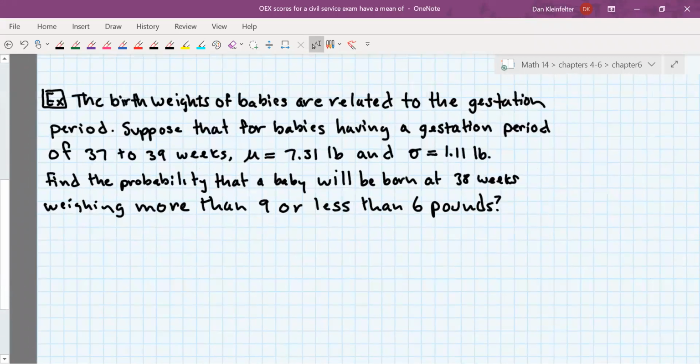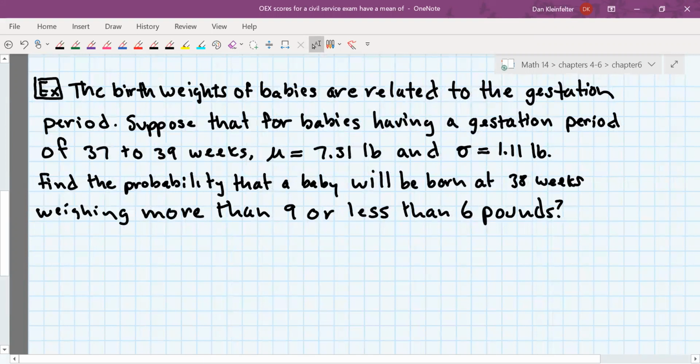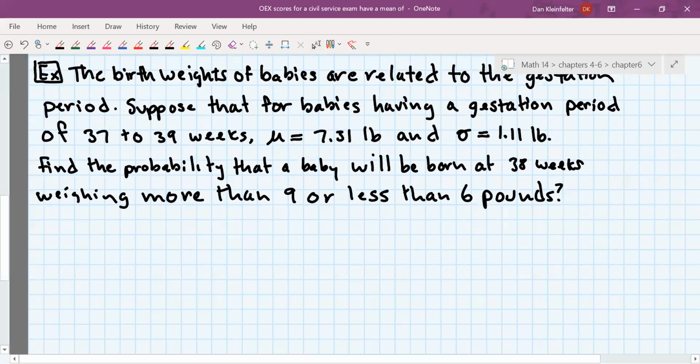Okay, next. This example says the birth weights of babies are related to the gestation period, that is the length of the pregnancy. Suppose that for babies having a gestation period of 37 to 39 weeks, the mean is 7.31 pounds with a standard deviation of 1.11 pounds. We want to find the probability that a baby will be born at 38 weeks, that is in the relevant time period, and weighing more than 9 or less than 6 pounds. So again, a picture is a good place to start.